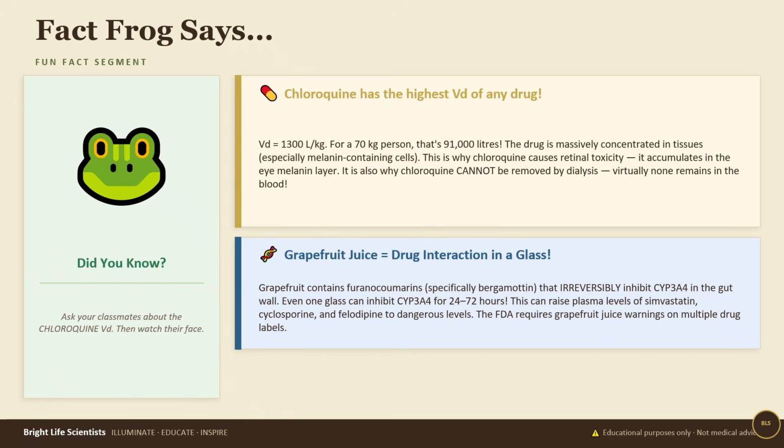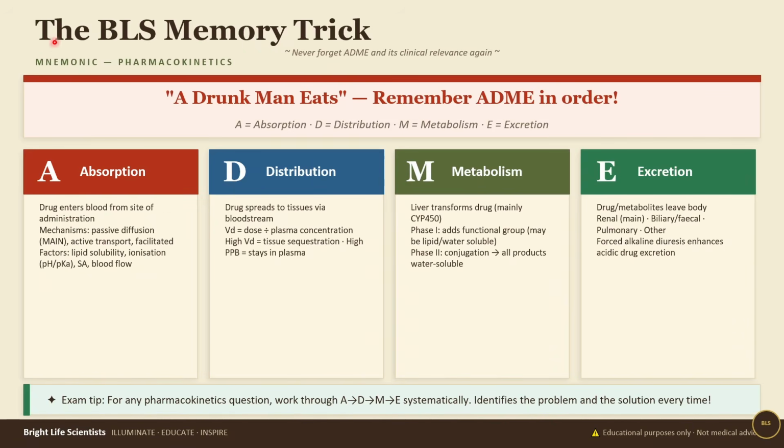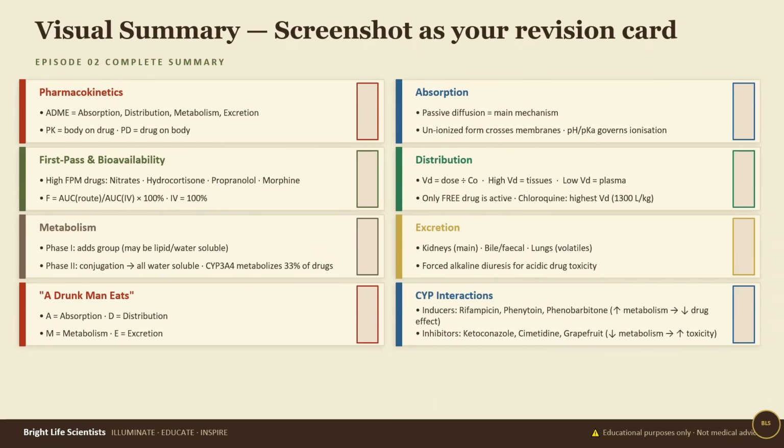Now, let me give you the BLS memory trick for pharmacokinetics. We have a mnemonic here for pharmacokinetics. We said a drunk man eats, whereby A stands for absorption, D stands for distribution, M stands for metabolism, and E is for excretion. Now, this is an exam tip. For any pharmacokinetics question, work through ADME systematically. It identifies the problems, it identifies the solution all the time. So, these are just summaries. You can just pause the video and read through.